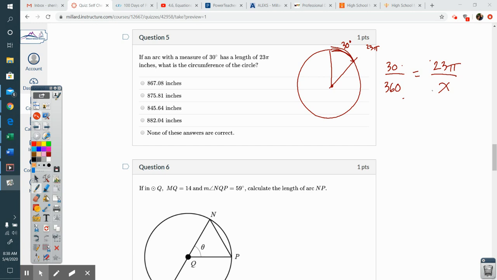So whenever you do this again, you multiply the diagonals, divide by the other number. So 360 times 23 times pi, and divide that by 30. And it gives 867.08. So it's just right there. So proportion: the small part to the whole is equal to the small part to the whole.